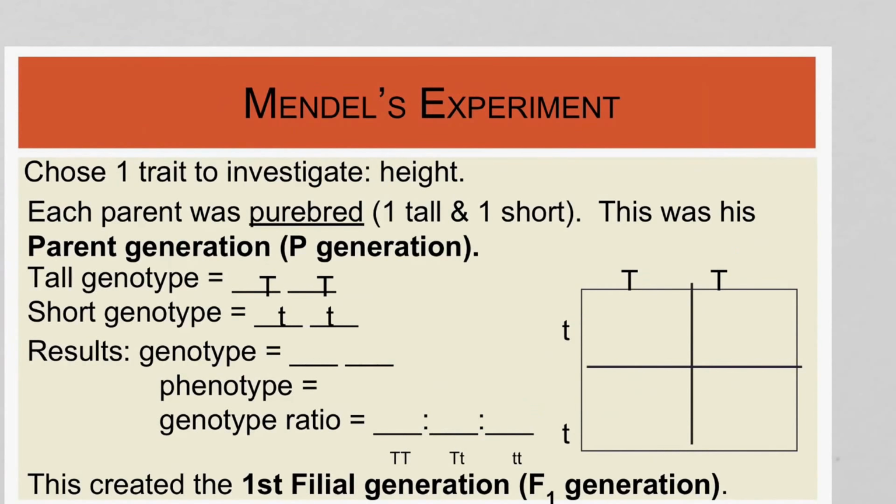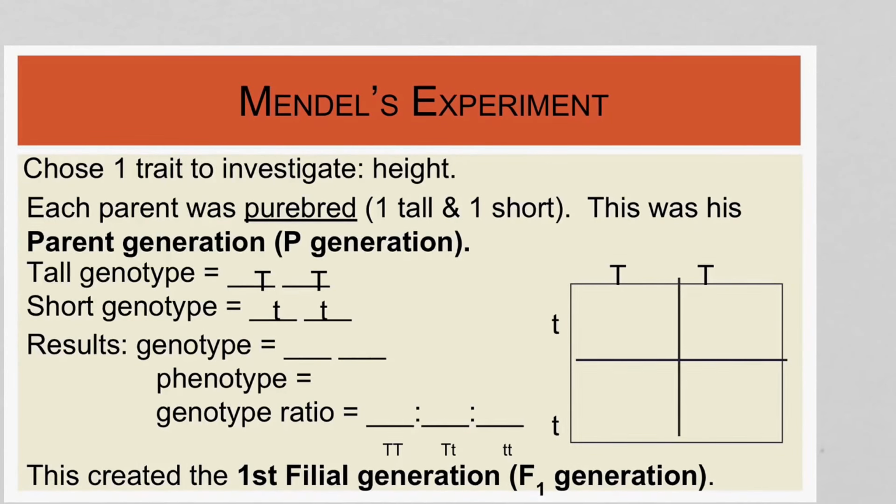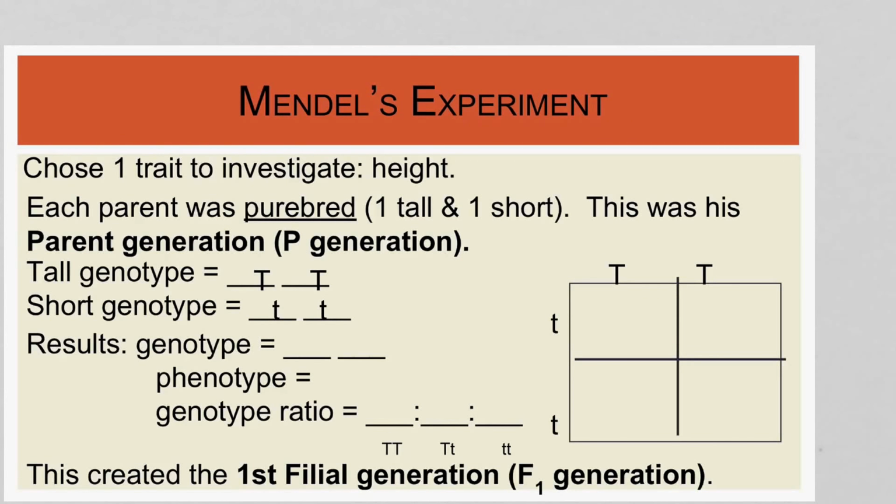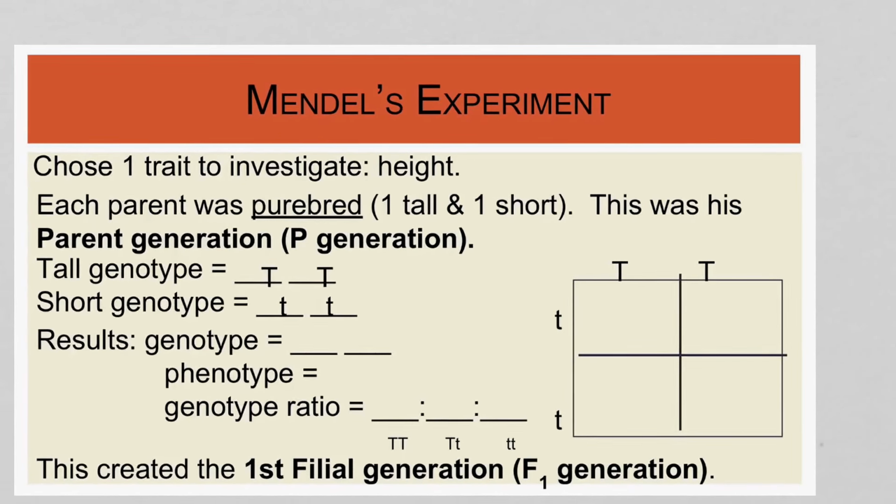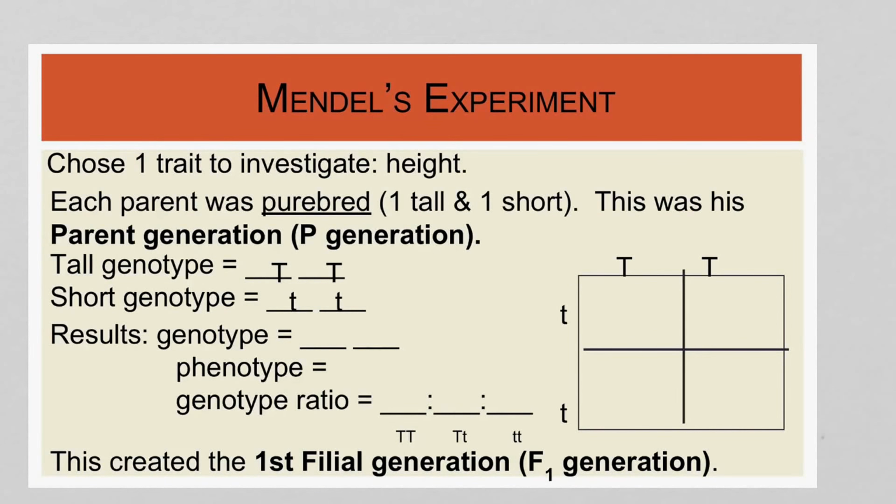All right, let's practice some more. So in this case, this is an example from Mendel's work, and it's pea plant height. It says here, each parent was purebred, one tall and one short. Remember, purebred means homozygous. So if the tall genotype is dominant, then that one parent would have been homozygous dominant, which is what you see here. The other parent, homozygous recessive, which is what you see here. So we set that up and see what our results are. Now remember, we combine what's above and to the side.